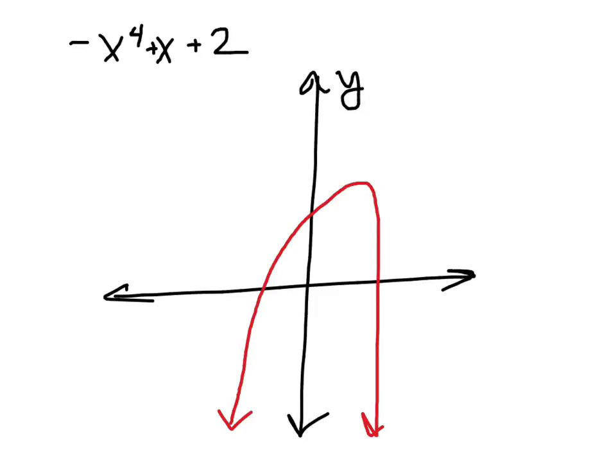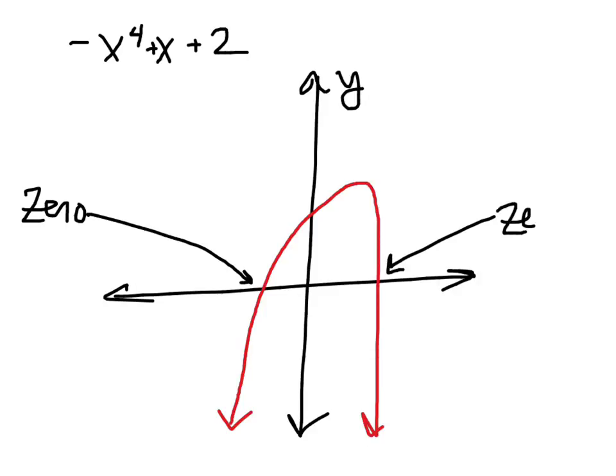Okay. Nick, how many zeros for this one? 2. Good. There's a 0 here and a 0 there. Awesome. Thanks, Nick. Haley, is there a high point or a low point in this one? High point. Good job, Haley. So proud. That's a maximum.